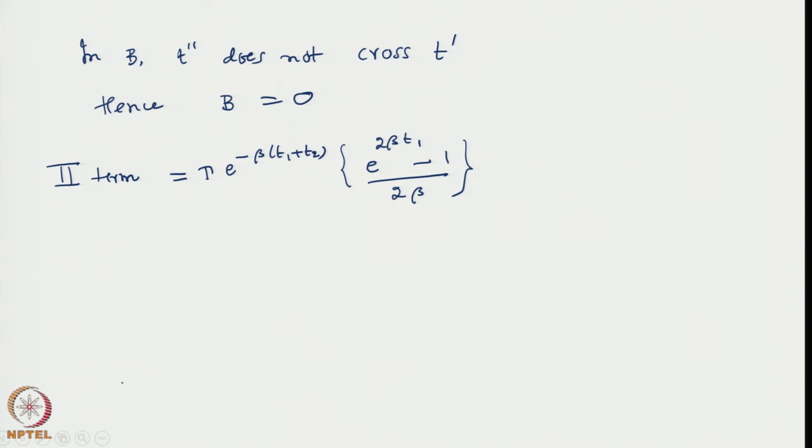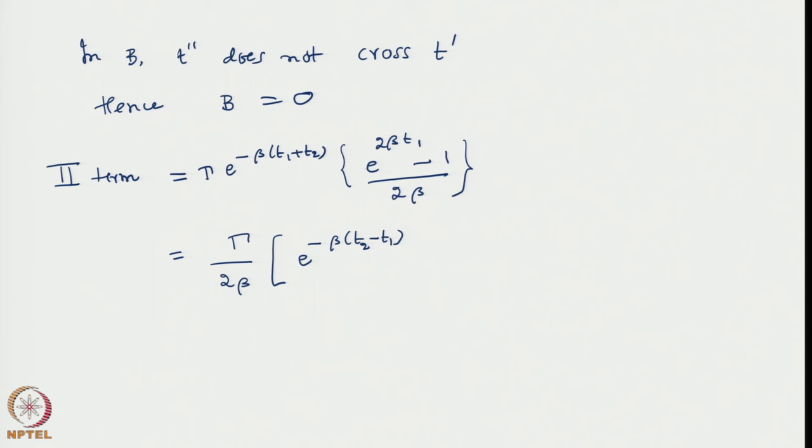This can be simplified. The term e to the power minus beta (t1 plus t2), we can take inside. So this will lead to gamma by 2 beta, and here there is 2 beta t1 and here there is a minus beta t1. So it is going to be e to the power, since t2 is larger, we keep it in that form, minus beta into (t2 minus t1), which is a positive quantity.